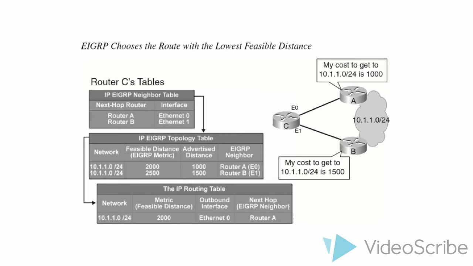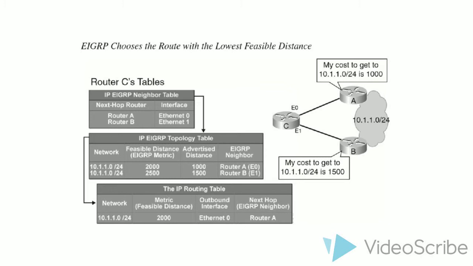Router B has network 10.1.1.0/24 with a metric of 1500 in its IP routing table. Therefore, router B advertises 10.1.1.0/24 to router C with an advertised distance of 1500. Router C places the 10.1.1.0/24 network from router B in the EIGRP topology table with an advertised distance of 1500. Router C in the figure has two entries to reach 10.1.1.0/24 in its topology table.